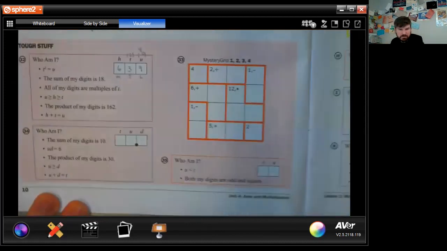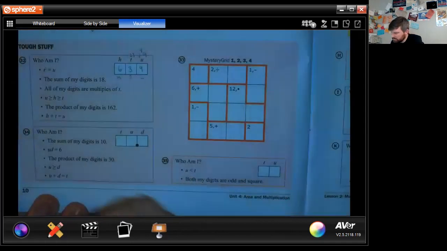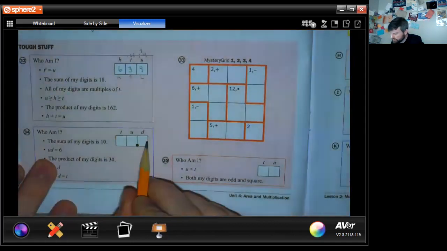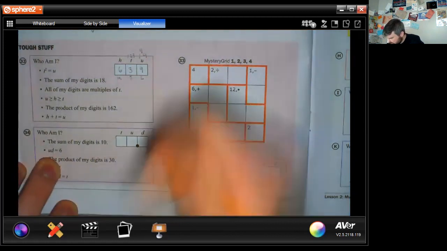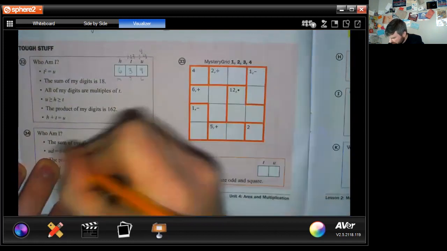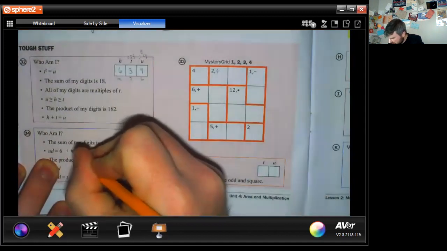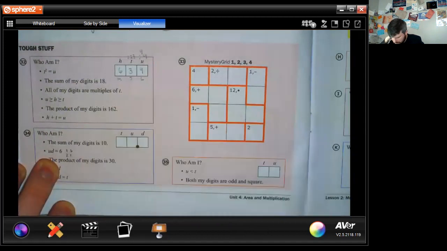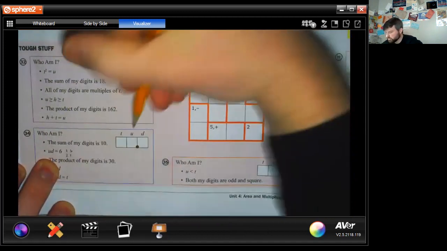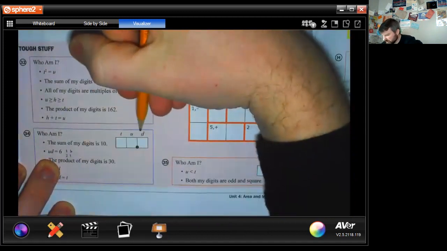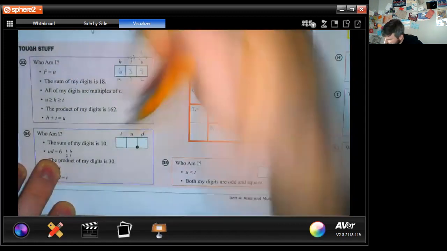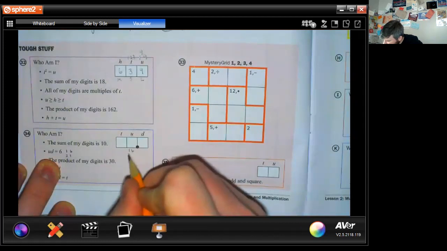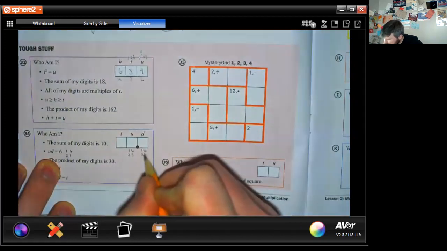Who am I? The sum of my digits is 10. So when I add these up, I get 10. U times D is 6. Okay, so that's either, that could be 1 and 6, 2 and 3. Okay, now I don't know which one is which, but this could be a 1, 6, 2, or 3, and this could be a 1, 6, 2, or 3.